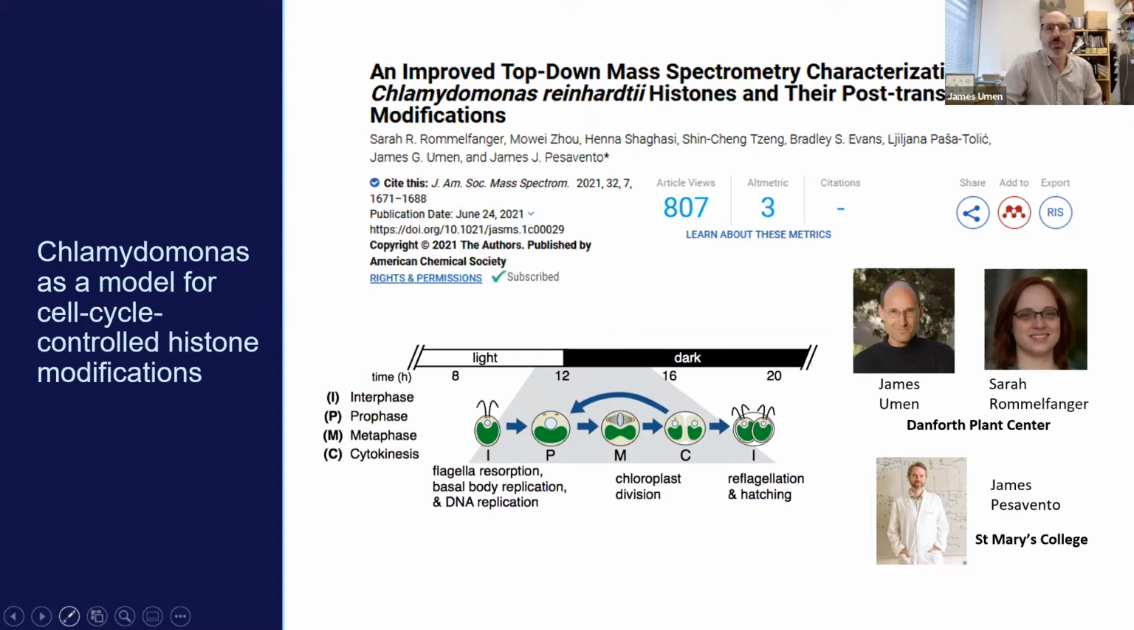Hi everyone, I'm Jim Umen, and I'm just gonna tell you briefly today about a collaboration we have. With EMSL, I represent an outside user that really benefited greatly from having the expertise and instrumentation available at EMSL. The project I'll tell you about is a mass spec project, and we're not mass spectrometrists in my lab, but we have questions that really can only be answered with very specialized types of mass spectrometry that are available at EMSL. And so our work is a collaboration. It involves my graduate student, Sarah Rommelfanger, our EMSL collaborators, Lily and Mowei, and Jim Pesavento at St. Mary's College, who also has special expertise in histone post-translational modifications and mass spectrometry.